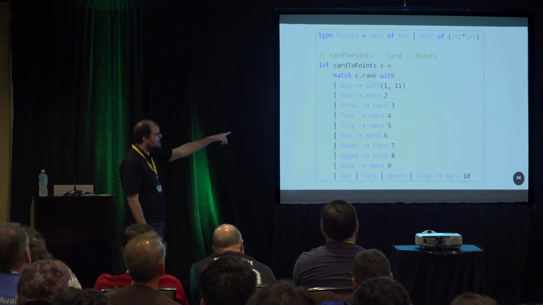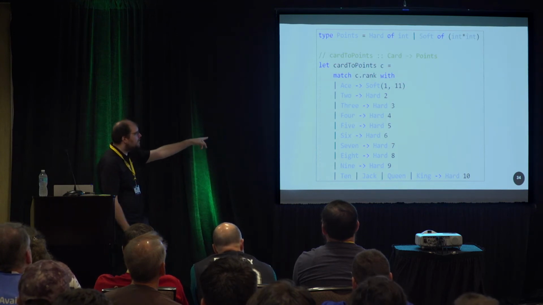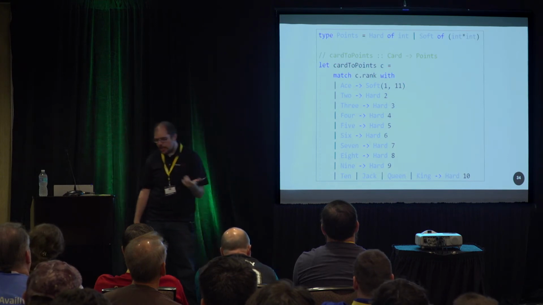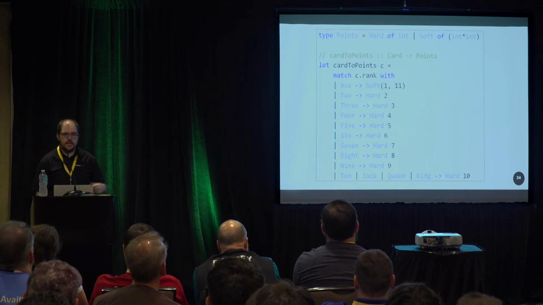If the rank of the card's an ace, I return that soft 1, 11. If it's a 2, it's a hard 2, 3, it's a hard 3. And then here at the very bottom, if it's a 10, jack, queen, or king, it's a hard 10.